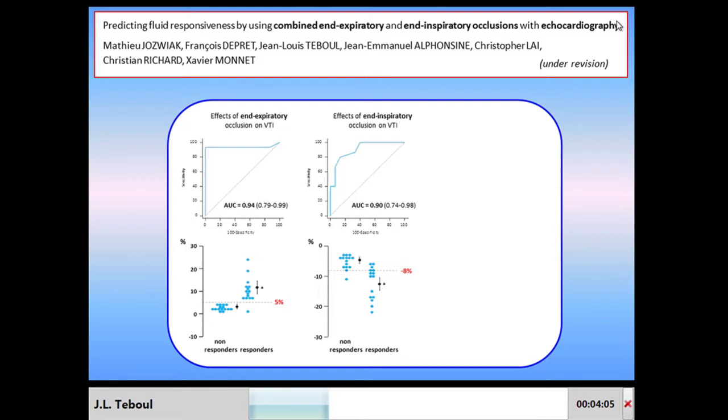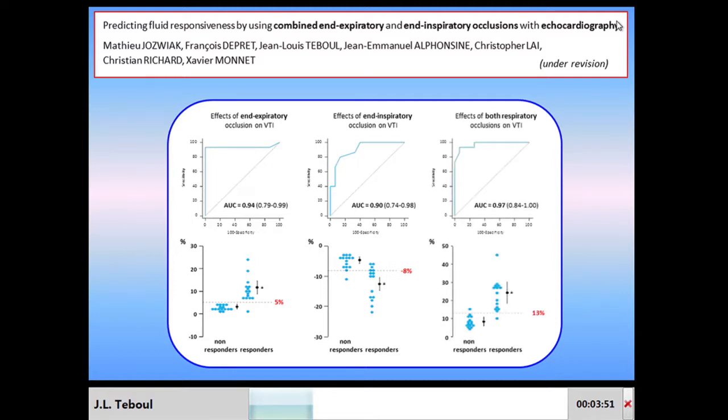occlusion test. In this situation, you should expect a decrease in cardiac output in preload responders and no change in non-responders. This is what we found. And when we combine the two tests, we have a very big difference. And the threshold value was 13%. And you can use this, for example, for devices with not a good precision.